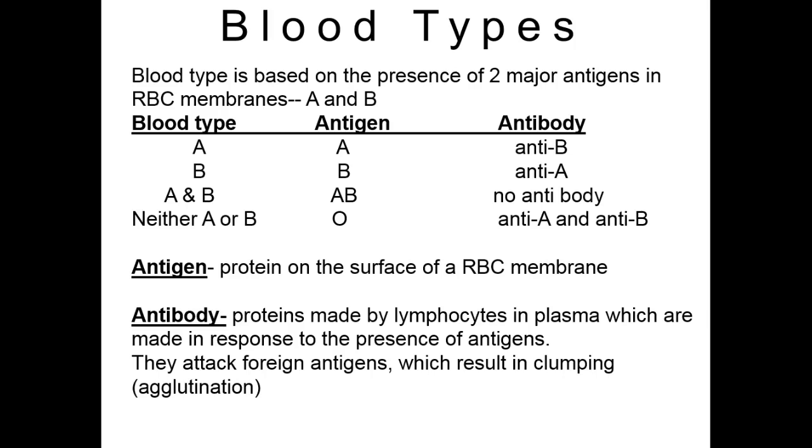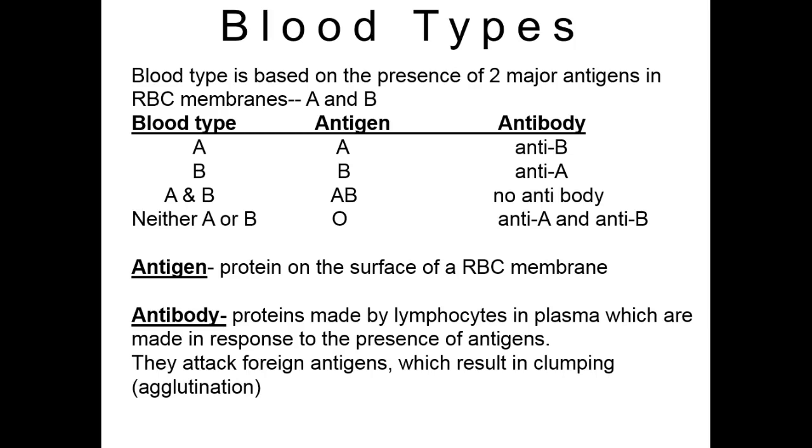And furthermore, the same holds for the Rh factor. If you have the factor, then there won't be any antibodies. If you don't have the factor, there will be antibodies. The antigen is defined as a protein on the surface of the red blood cell, and antibodies are proteins made by lymphocytes, white blood cells, in the plasma that are made in response to the presence of the antigen.